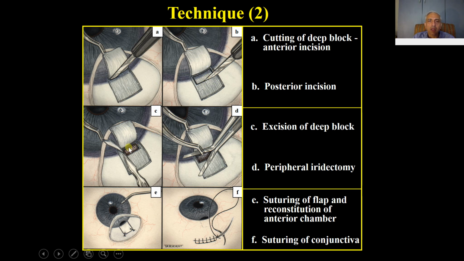In the area of the inner window, you excise the iris so that it does not plug your opening, and it also prevents pupil block glaucoma. Then you put the scleral flap back in place. Here the black area that you see is the iridectomy, which is typically a feature of glaucoma surgery.